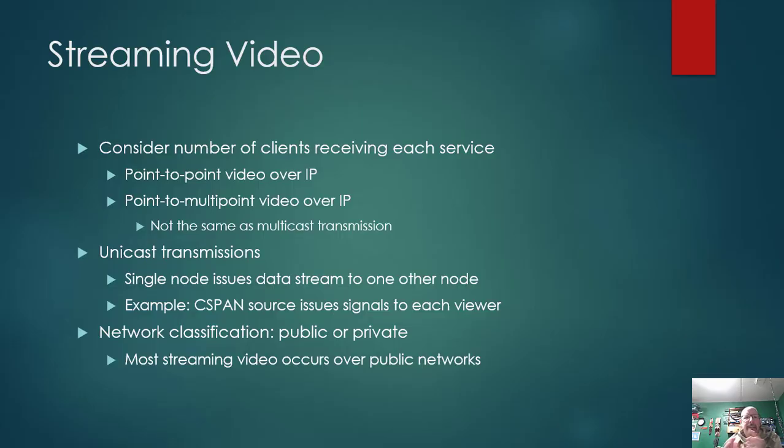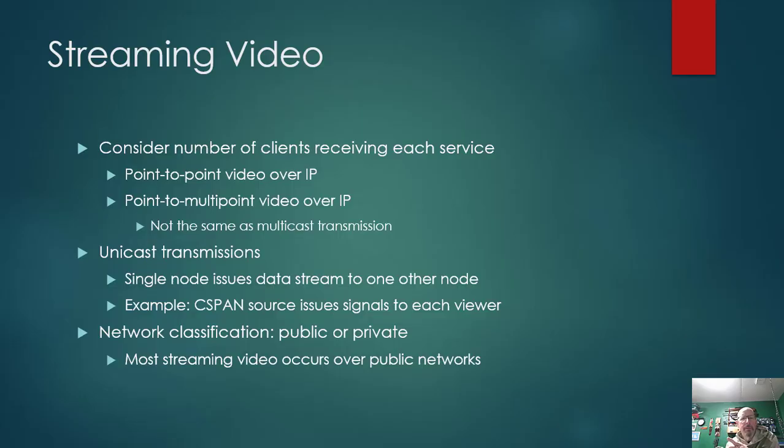Next, we want to look at unicast and point-to-multipoint streaming. Here we want to focus on how video streams are delivered. Unicast means that it's one stream per viewer. It's very bandwidth intensive. Point-to-multipoint means that it sends the same stream to many users, but it's not the same as a multicast.